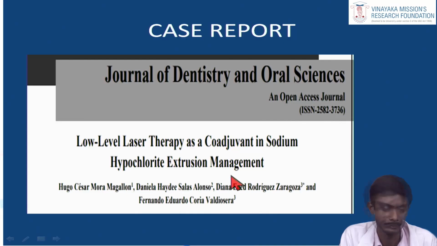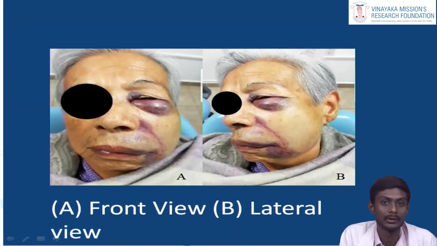complete the procedure. So this is a case report which was published in the Journal of Dentistry and Oral Sciences. In this case report, they used low-level laser therapy as a co-adjuvant in sodium hypochlorite extrusion management. This is a 79-year-old patient in whom, during root canal treatment of the canine, there was a sodium hypochlorite accident, in which we can clearly see the infraorbital region, the lateral ala of the nose and the corner of the mouth are clearly affected because of the sodium hypochlorite accident.